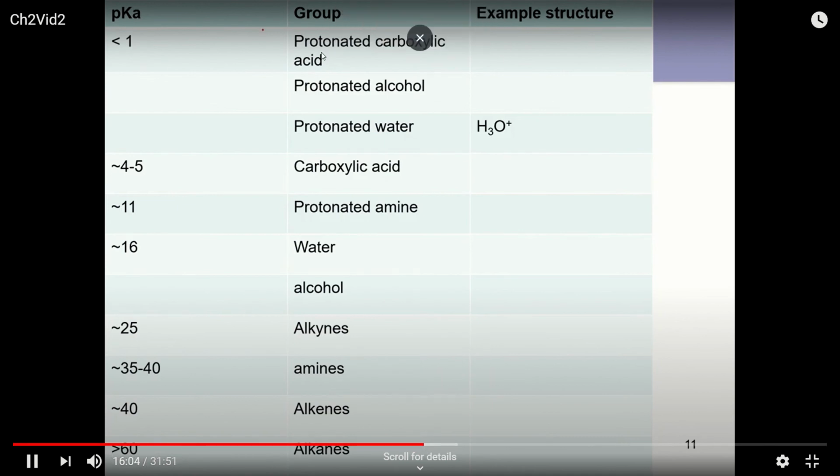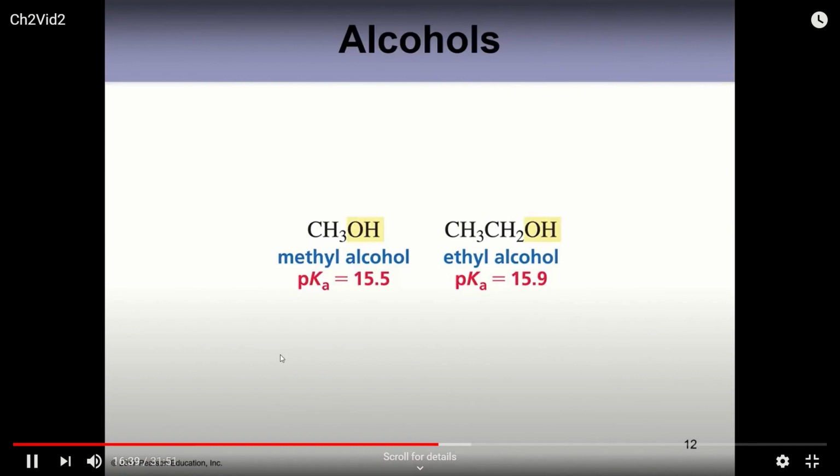I have a chart of pKa's that you should fill out as we go through and look at the pKa of these different functional groups listed in the middle column. Protonated carboxylic acids, protonated alcohols. These are all functional group names that you're going to see in the next several slides. We'll fill out a few together, but then I expect you to fill in the rest.